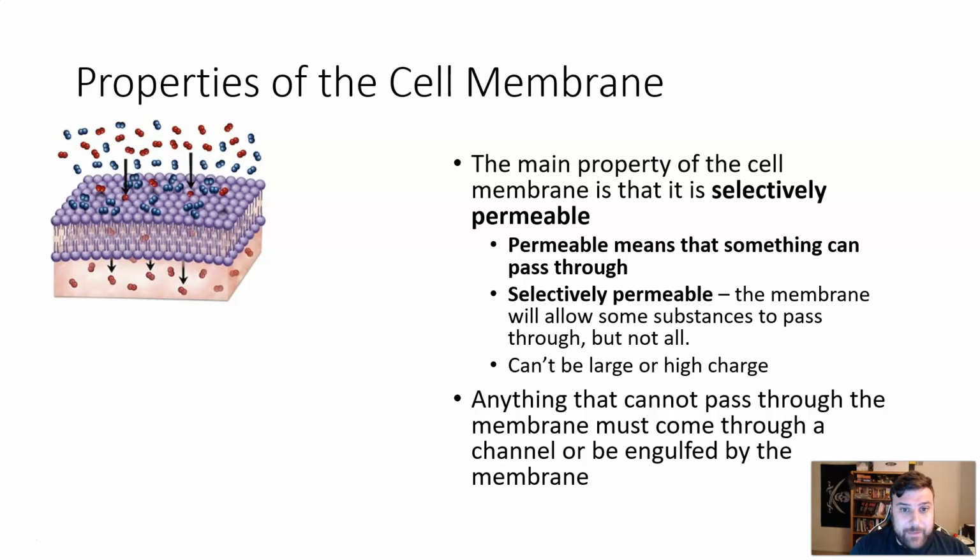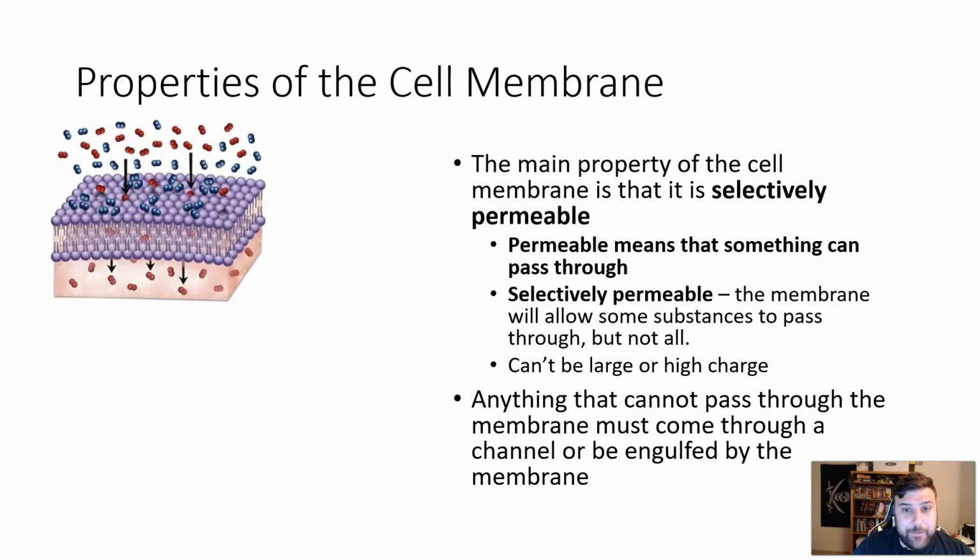Anything that can't pass directly through the membrane has to come in another way. So, for instance, sugars. Sugars are too big to pass directly through the membrane, so they tend to come through what is called a channel, a type of protein that is essentially like a hallway or a doorway that lets things through.